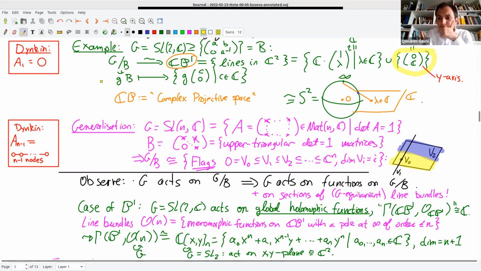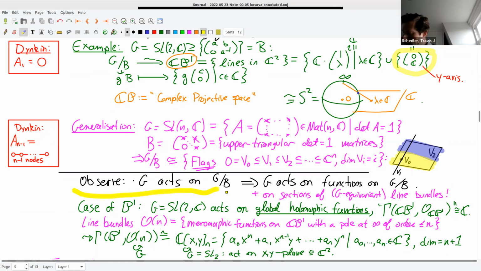Thank you. Okay, so observe that G acts on G mod B, and I said this already, it acts in particular on functions on G mod B. If you have a group acting on a space, it acts on the functions on the space, again, by just moving the points, and then the values of the function are the values at the new point instead of the old one.